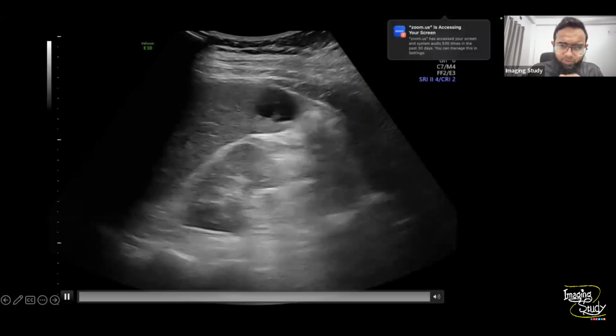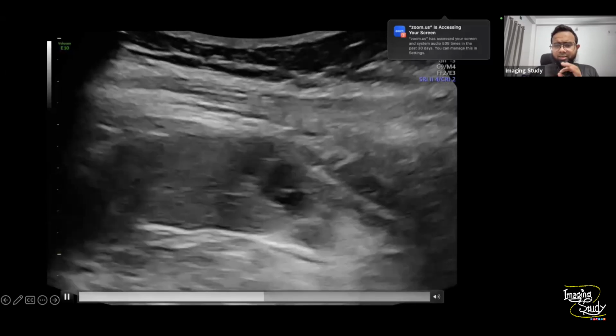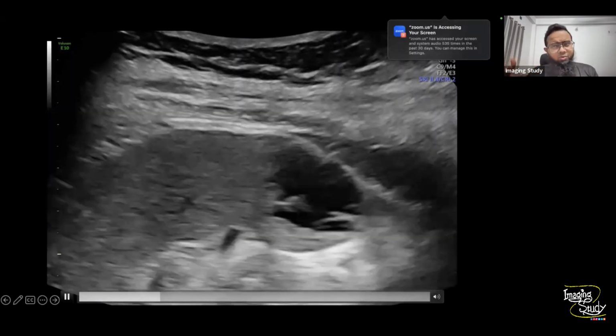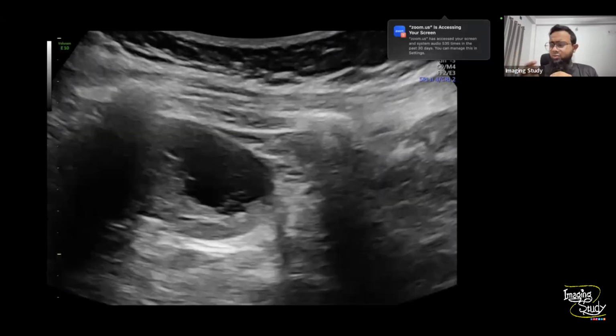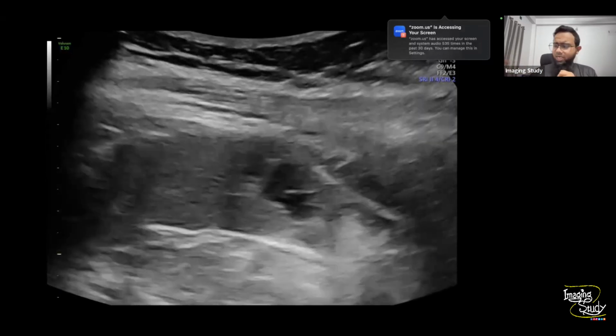Okay, so let's jump into the next picture. So we have magnified it. Now you can see this cystic lesion is showing some thin septations inside. Whenever we see a cystic lesion with internal thin septations, we commonly try to make it a hydatid cyst. This case is not a hydatid cyst.